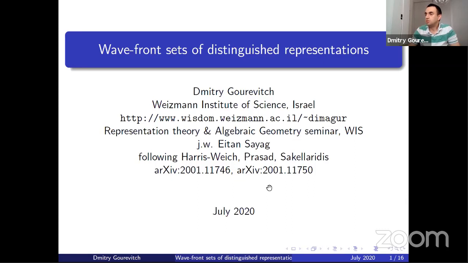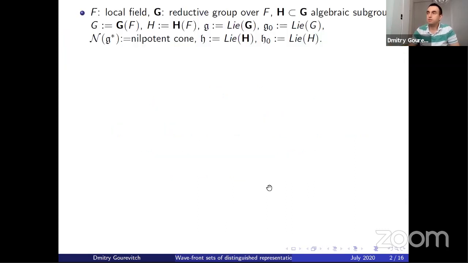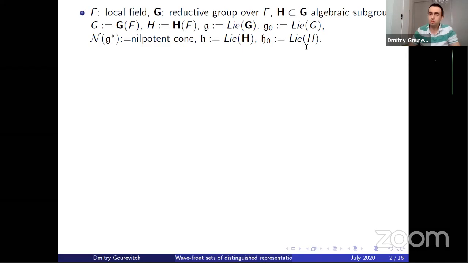So let me start. So we fix a local field F and a reductive group G over it, and an algebraic subgroup H of G. And we denote by boldface the algebraic groups, and by usual Roman letters their F points. We consider also the Lie algebras of G and H, and denote by G0 and H0 the Lie algebras of the F points. And we denote by script N of G star the nilpotent cone in the dual space to the Lie algebra of G. That's just some piece of notation.